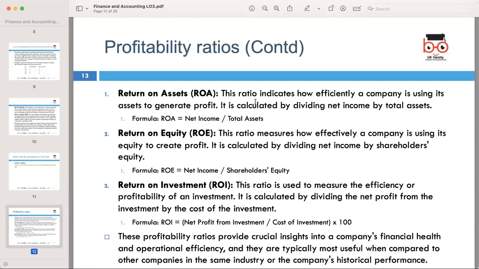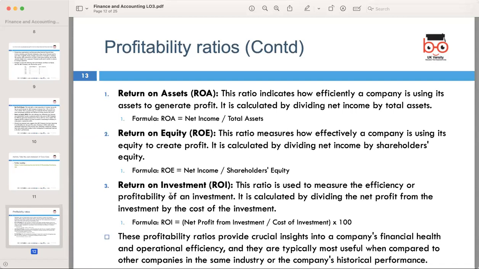So next, return on equity. The second ratio is return on equity, which measures how well a company uses its equity to create profit. Equity represents the ownership interest in a company held by its shareholders. So to calculate return on equity, we divide the net income by the shareholders' equity. So return on equity helps us assess how effectively companies generate profit for its shareholders based on the amount of ownership they have in the company.